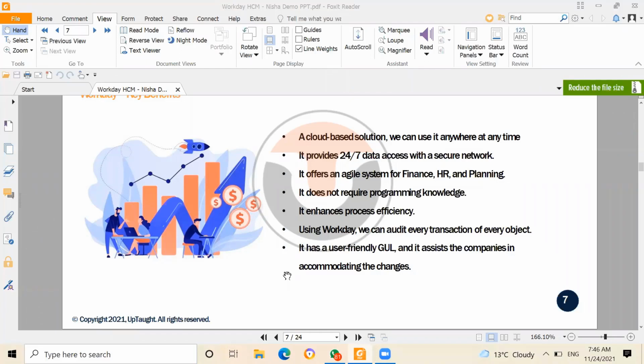So that is why we have to check it. It has a user-friendly UI, and it assists the companies in accommodating the changes. It is a very simple UI. Workday is a very simple software. However, there are many things to configure.